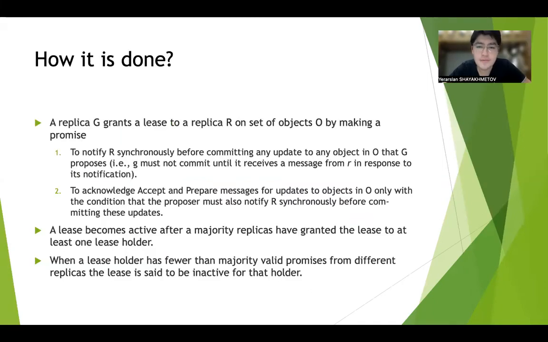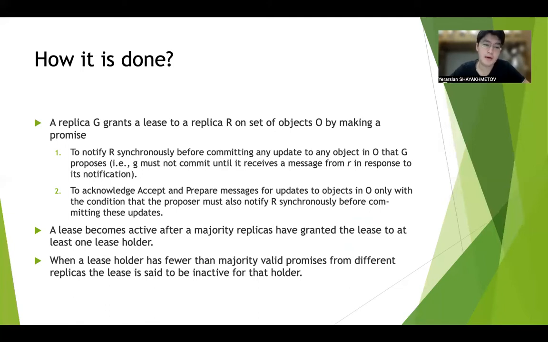So let's look at the complete definition of the promise. A replica G grants a lease to a replica R on a set of objects O by making a promise. The first part of the promise: notify R synchronously before committing any update to any object in O that G proposes. So in other words, we want to make sure that if replica G granted a lease to a replica R, and G receives a write command, R will synchronously receive the message and stop serving read requests locally.